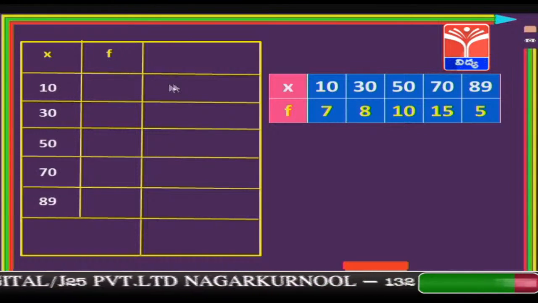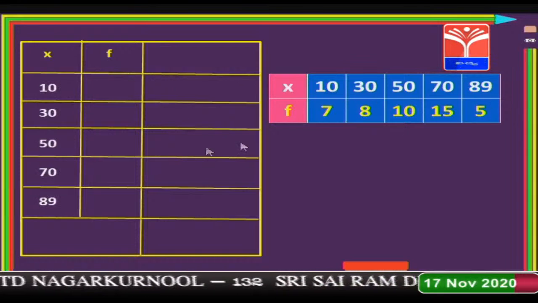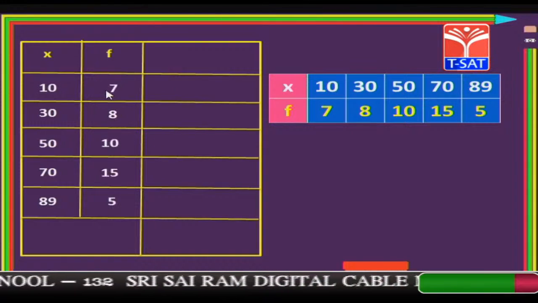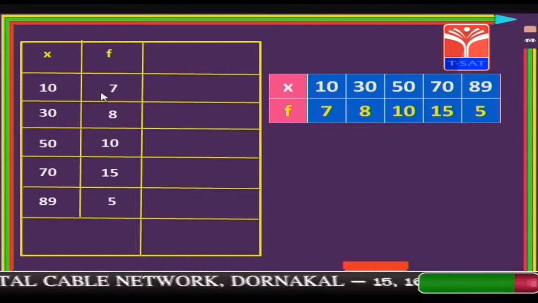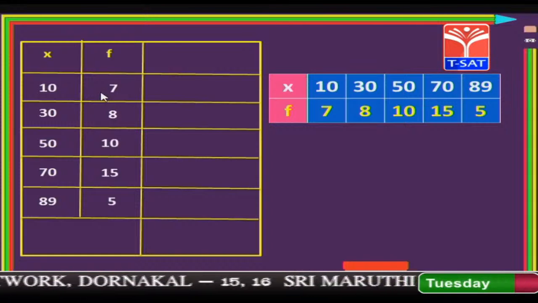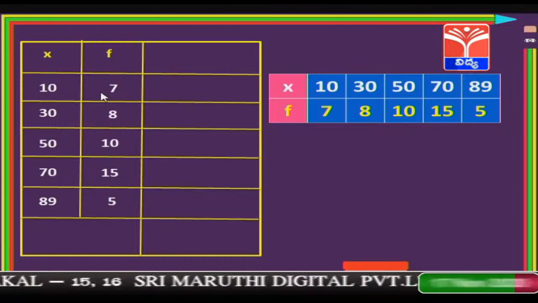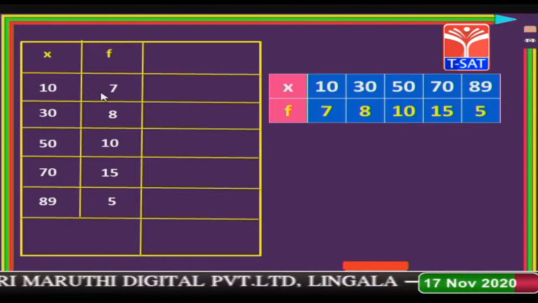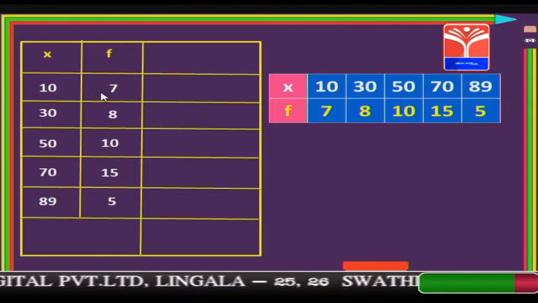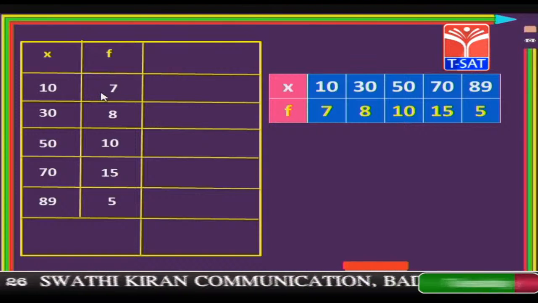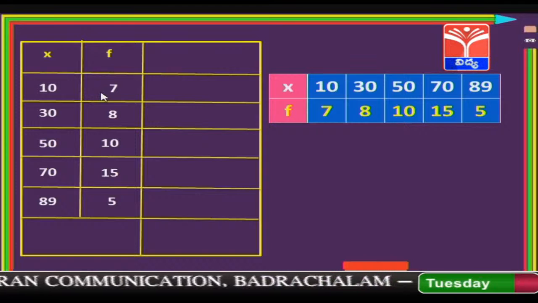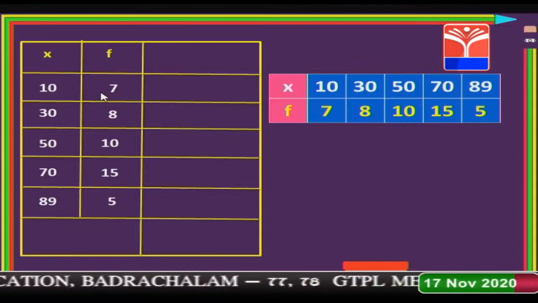So, you just write the x values as they are from the table here and the corresponding frequency values as they are. Now, to get the middlemost value here, you are going to find the cumulative frequency. Why is cumulative frequency required? If you know the cumulative frequency, then we can find the middlemost observation.